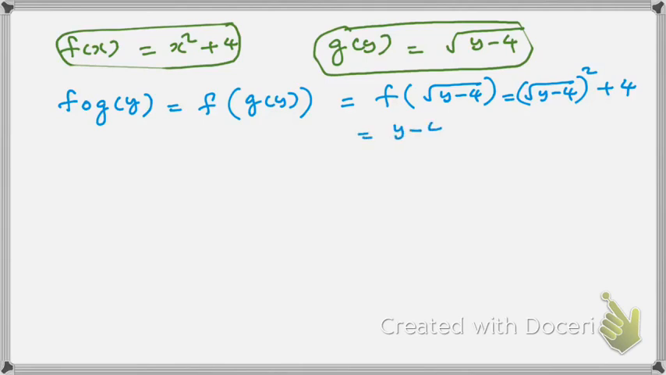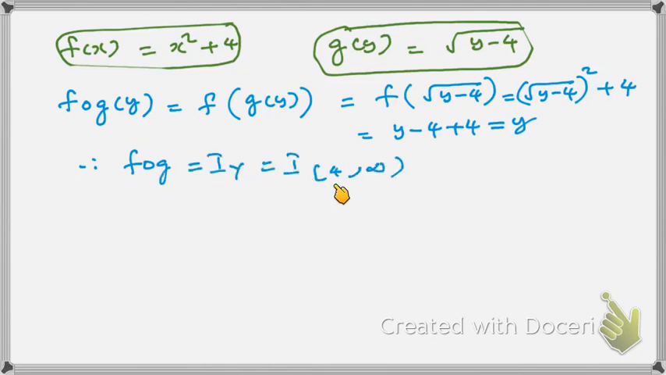When I square it, the square root will go away. So I get y minus 4 plus 4, which is y. So what I have proved is that f of g of y is y. F of g of anything is the same number. So f of g is an identity function, and that's why nothing is happening to y. I'll say f of g is equal to I of y, where y is the second set, which is 4 to infinity. Or you could just leave it like f of g is equal to I y. So we proved that f of g is an identity function on the second set.